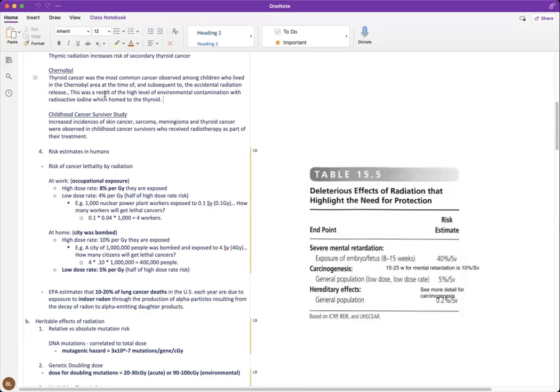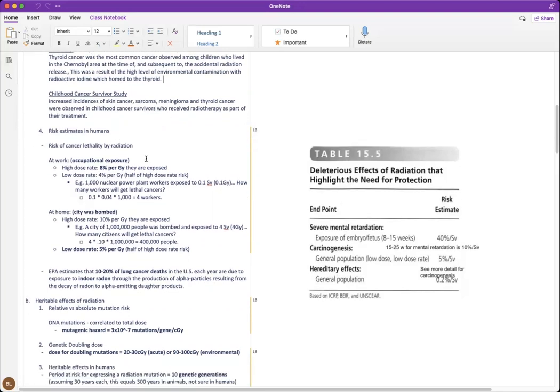Chernobyl. Thyroid cancer was the most common cancer observed among children who lived in the Chernobyl area. This was the result of lots of environmental contamination with radioactive iodine, which homed to the thyroid. The Childhood Cancer Survivor Study showed increased incidences of skin cancer, sarcoma, meningioma, and thyroid cancer in childhood cancer survivors who received radiation as part of their treatment.